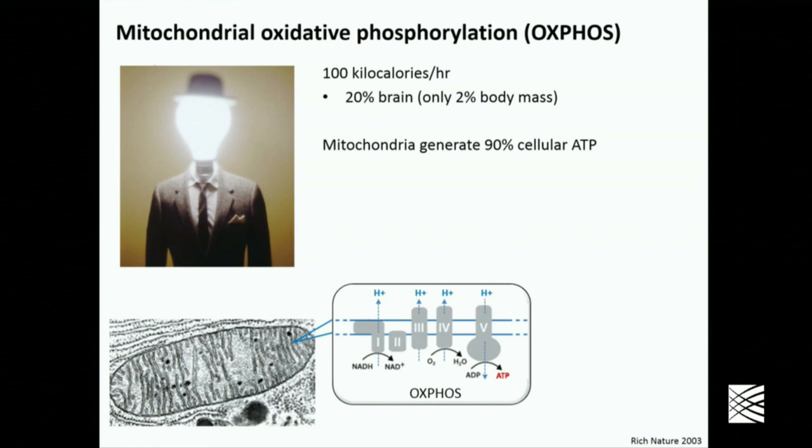And mitochondria generate approximately 90% of the cellular ATP that's used in all of metabolism. So in order to do our body's work, there are two main sources of generating ATP. One is glycolysis, and the other is a membrane-bound system of oxidative phosphorylation.